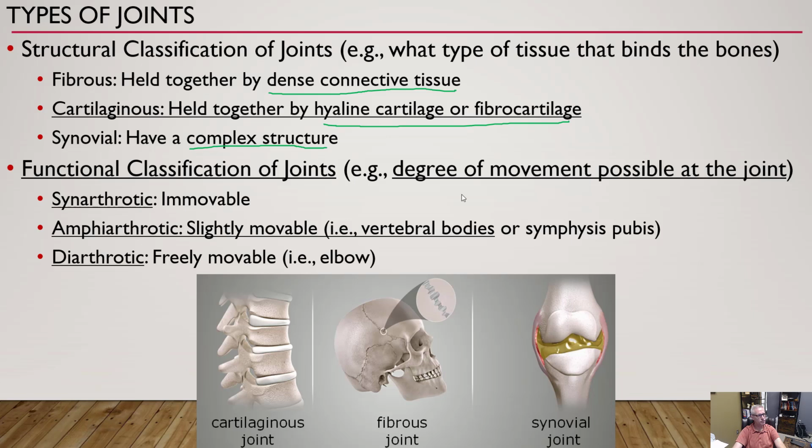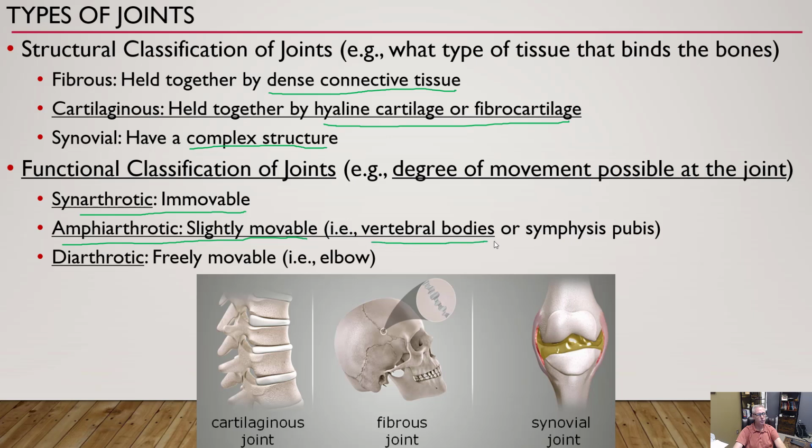Functional classification of joints is how we classify joints based on their degree of movement. So synarthrotic joints are basically immovable joints. So sometimes bones are bound together, but they're not able to be moved. And we'll go through examples of those later on. Amphiarthrotic joints are slightly movable.